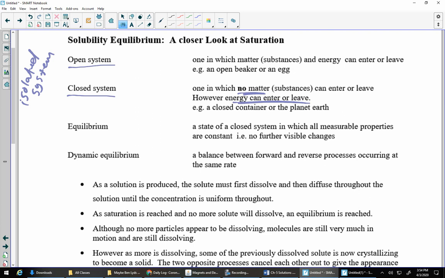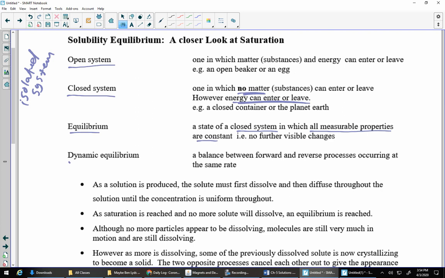So the next couple of terms are definitions that are fairly new ones. Equilibrium is for closed systems in which all measurable properties are constant. All measurable properties are constant. In other words, there are no visible changes. That doesn't mean that there are no microscopic changes, things that you can't see. It's just that there are no visible changes. So for example, the color stays the same, or there's the same amount of solute at the bottom of a beaker with a concentrated solution of salt.